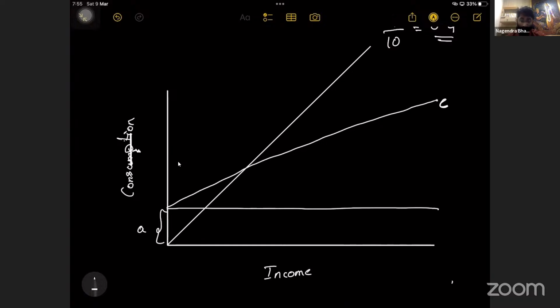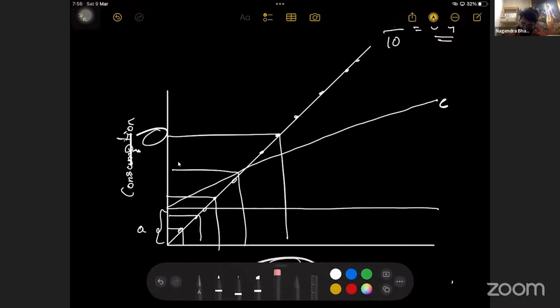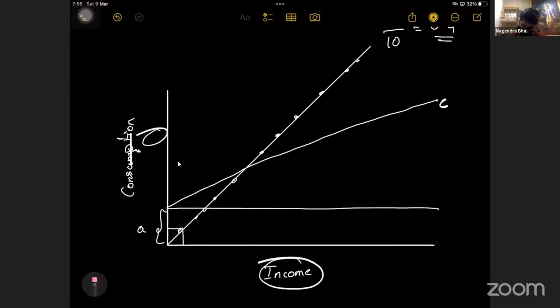Whatever you receive, if you spend that, every point on this line is an equilibrium point. Why? Because whatever you receive, if you spend that, then it is an equilibrium point. That's why this is also called the equilibrium line. Okay. Yes, sir. Now listen.